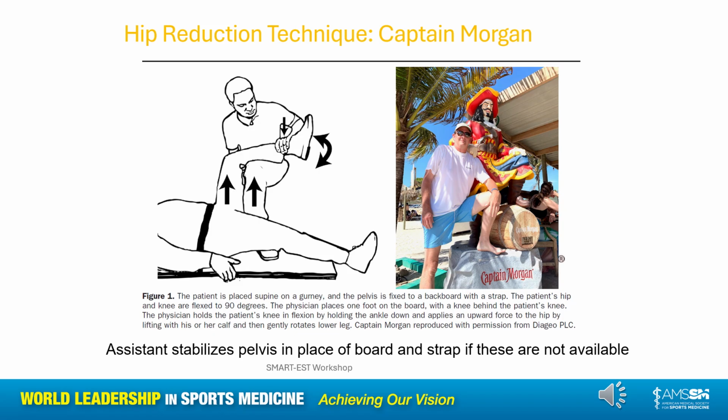Similar to the Whistler method is the Captain Morgan. In this one, though, we have stabilized the patient's hip by either strapping their hip down or having another assistant hold the hip in place. The clinician places their knee under the lower leg of the patient's affected leg, and then with their arm provides downward pressure on the lower leg, which then will help reduce the hip.